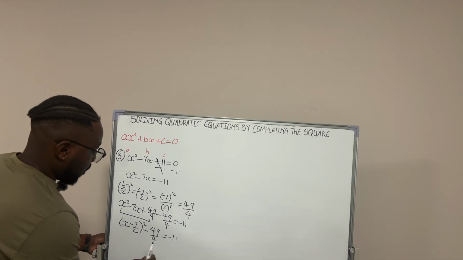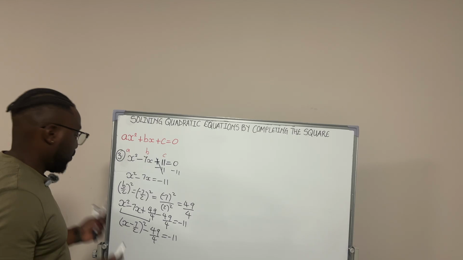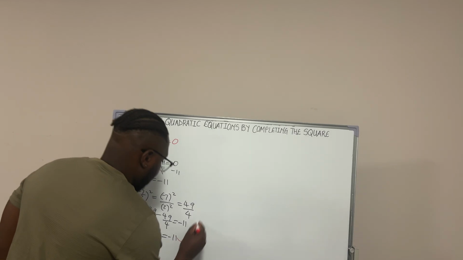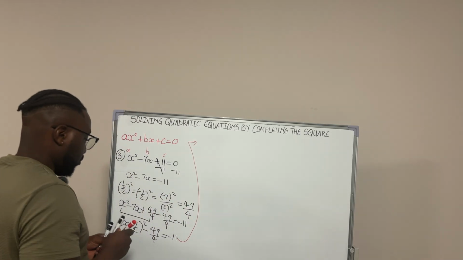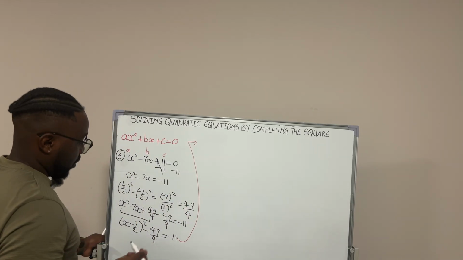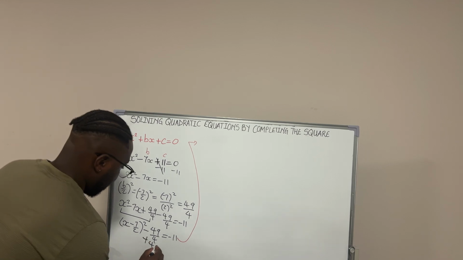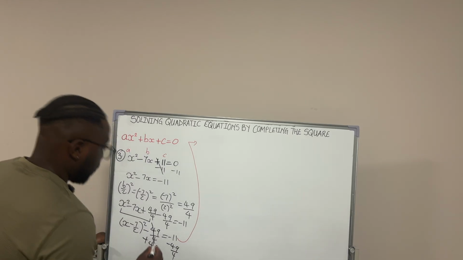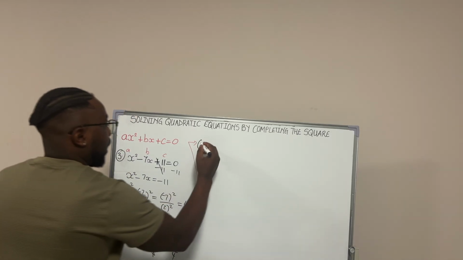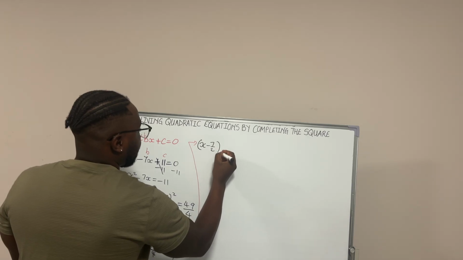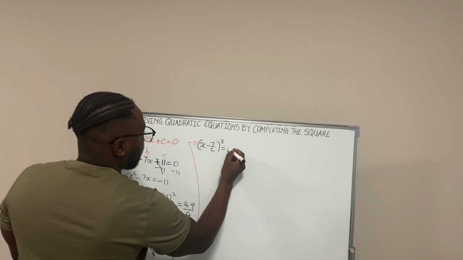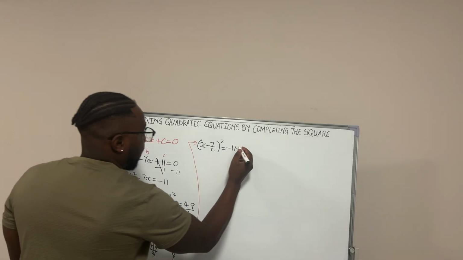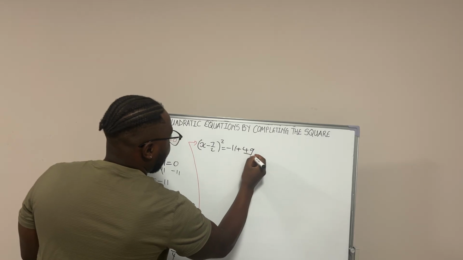Okay? Now we have these two like terms, so we just have to group them. Let me just write my next step right here. Okay? Yeah? So, what do we have to do? We just have to add 49 over 4 to both sides of our equation. So, these two cancel out and we shall be left with x minus 7 over 2, we're squaring it, equal to negative 11 plus, yes, we're adding 49 over 4.